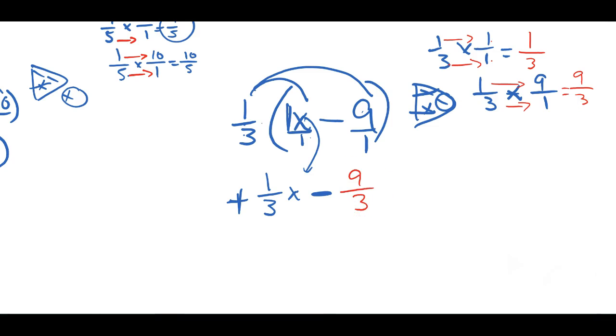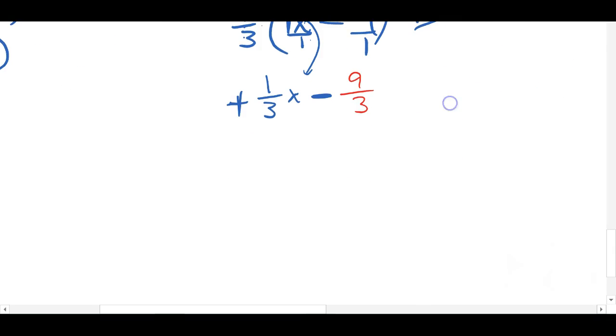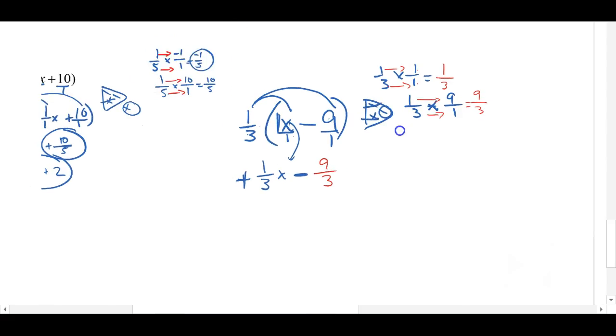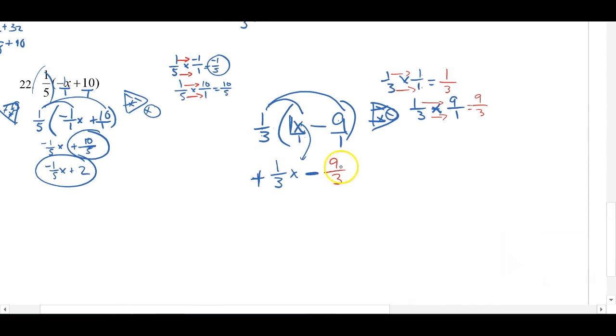And if I can reduce that, look at the second number. Well, the second number is 9 over 3. 9 divided by 3 is just 3. Okay, so that's my answer there.